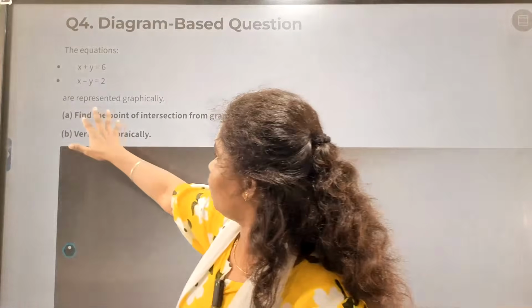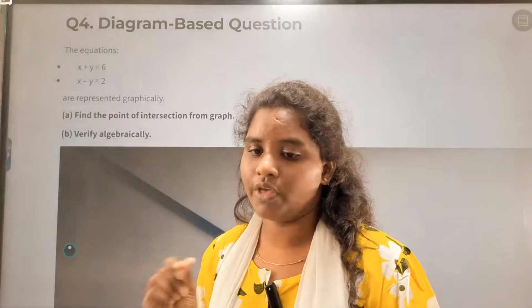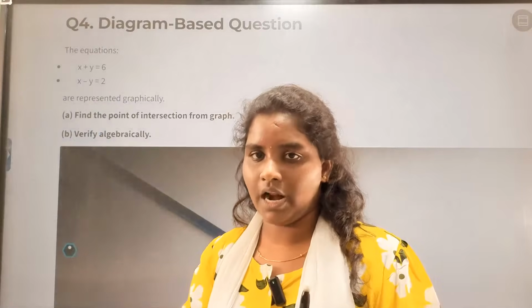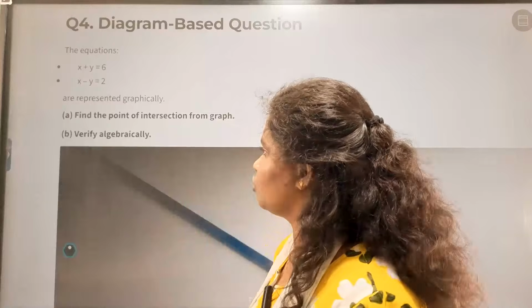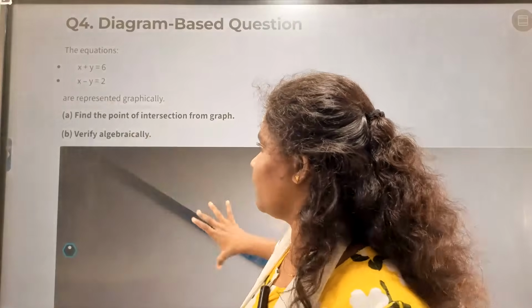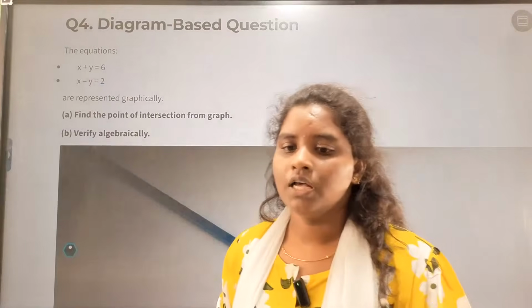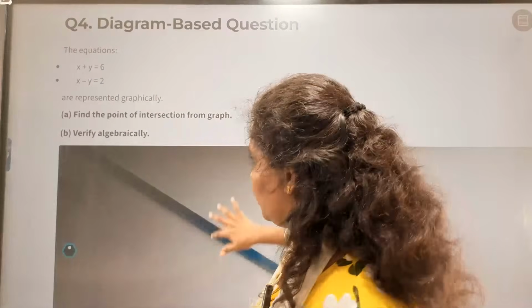So the first option is to find the point of intersection from the graph. We have to plot the two lines in a graph and check where they intersect. That's the first question, and then just verify algebraically. Algebraically means by using the substitution method or the elimination method, we will prove that, right?